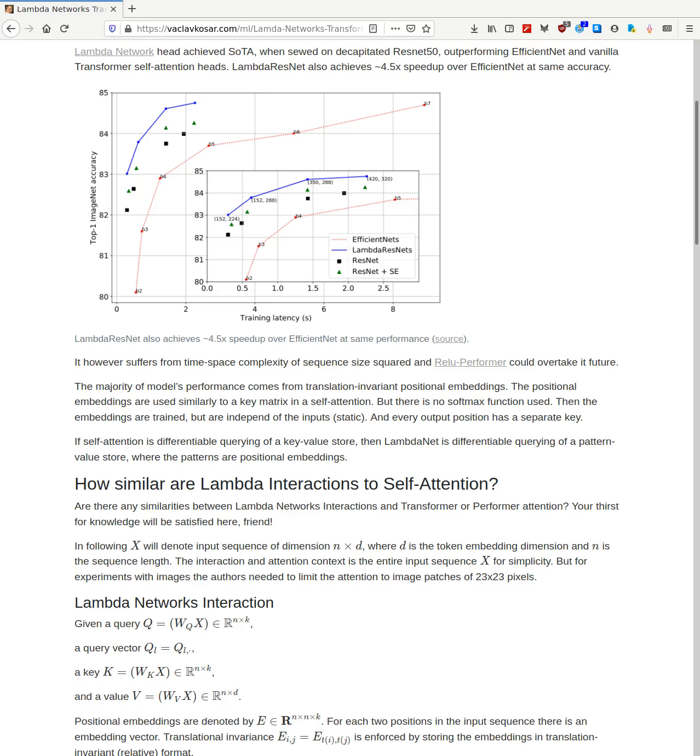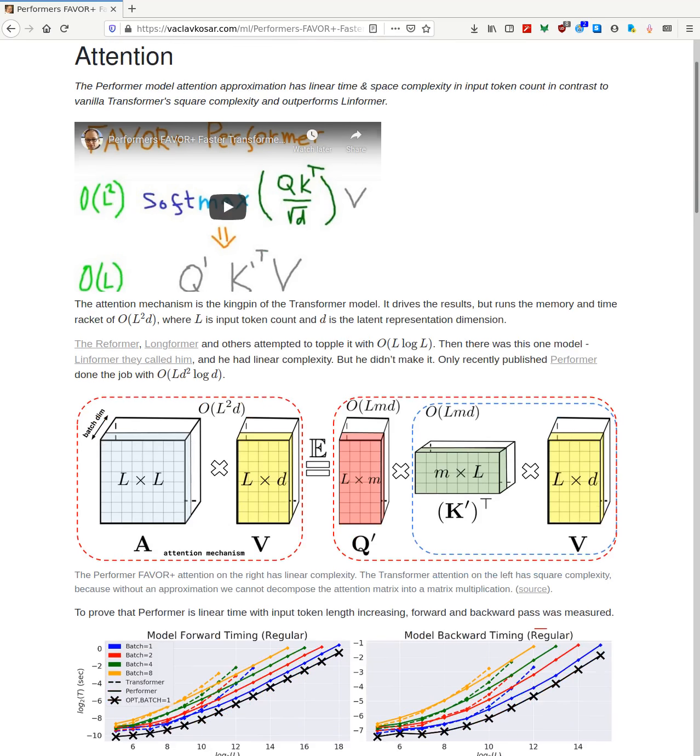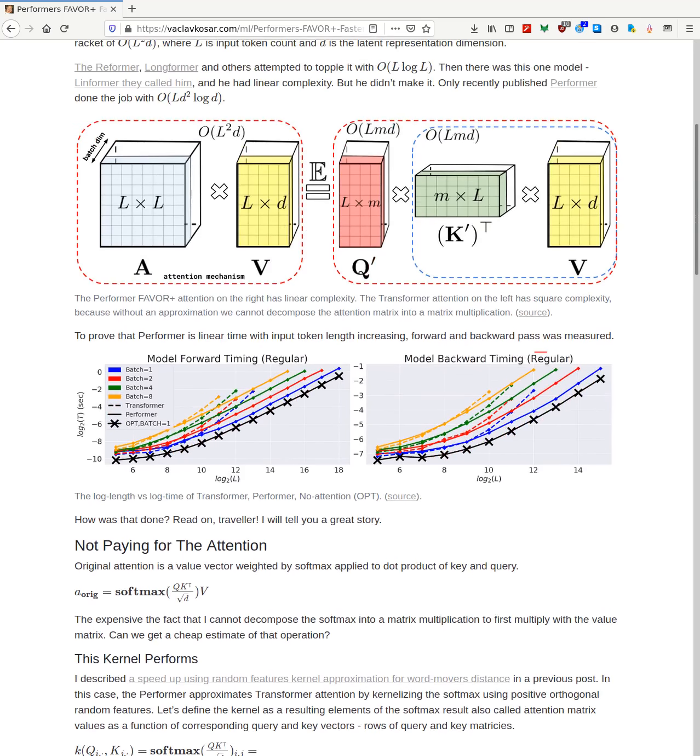What is Relu in Performer? I have a video on YouTube about Performer. It's called Performers Favor Faster Transformer Attention. And it explains that the performer is a little bit similar to LambdaNet, and I will mention it once more. Classical vanilla attention has this attention matrix. It is created by multiplying the query and key and applying softmax, and that one is L times L.